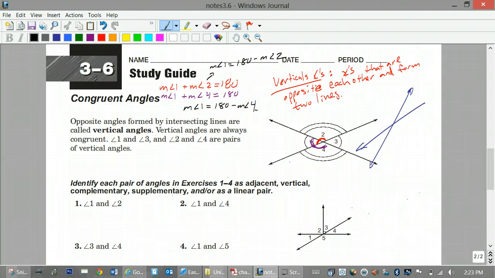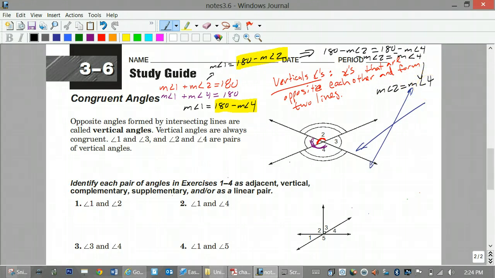So measure of angle 1 is this. Measure of angle 1 is also this. Using the substitution property, we can say that these two things are equal to each other because they're equal to the same thing. So we can conclude that 180 minus measure of angle 2 equals 180 minus measure of angle 4. That makes sense? If we subtract 180 from both sides, we get negative measure of angle 2 equals negative measure of angle 4. Divided by negative 1, we get measure of angle 2 equals measure of angle 4.